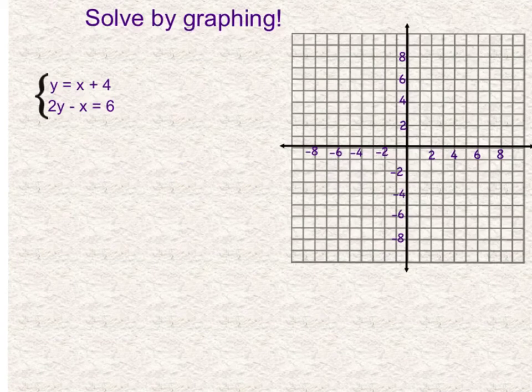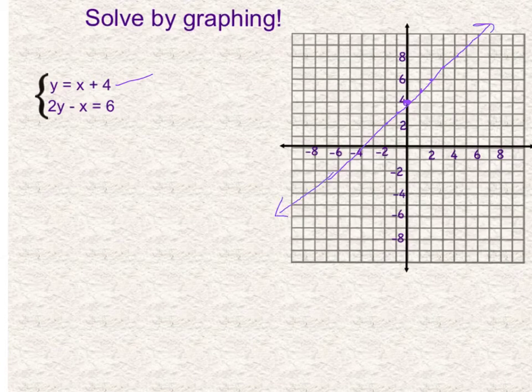This will be more important in lessons to come. All right, so the first thing we need to do is graph both equations on the same coordinate plane. This first one is easy because it's already in slope-intercept form. So you start at 4, and you go up 1 over 1, up 1 over 1, or down 1, back 1. And again, it's important that you are accurate.